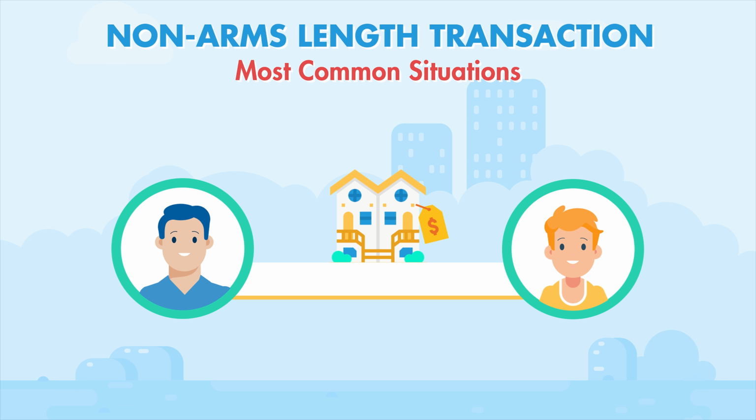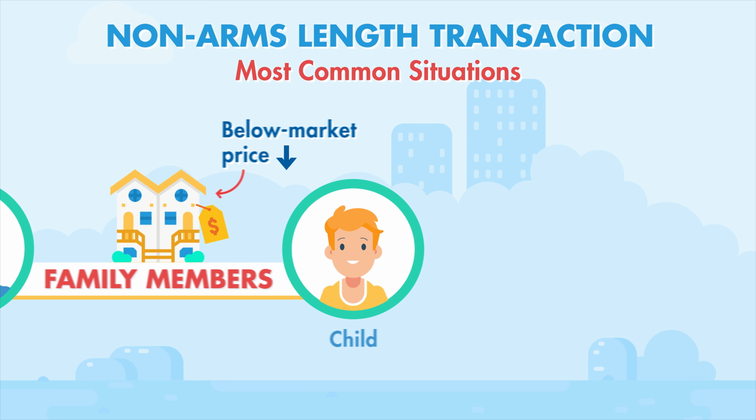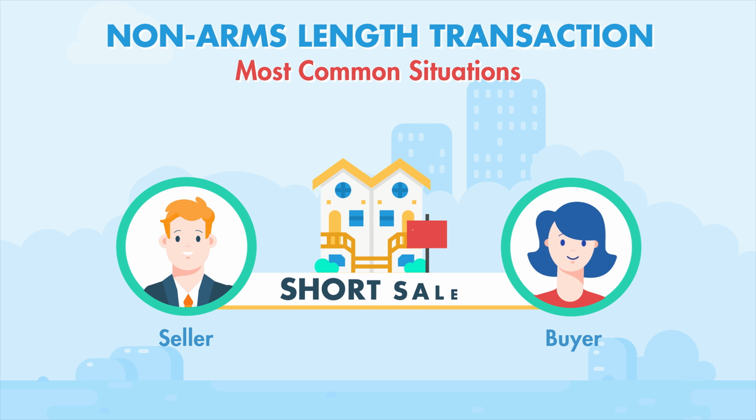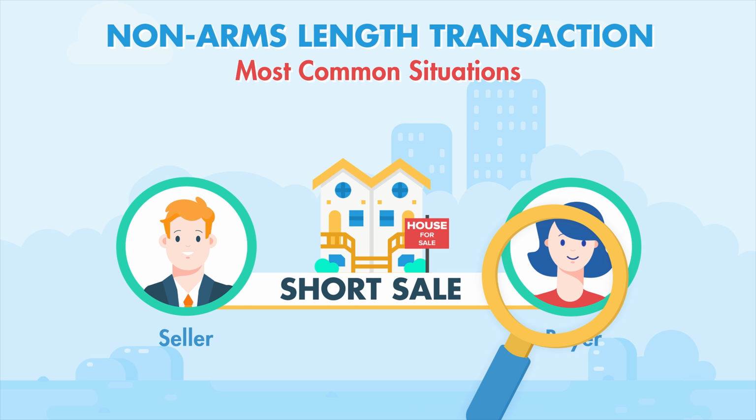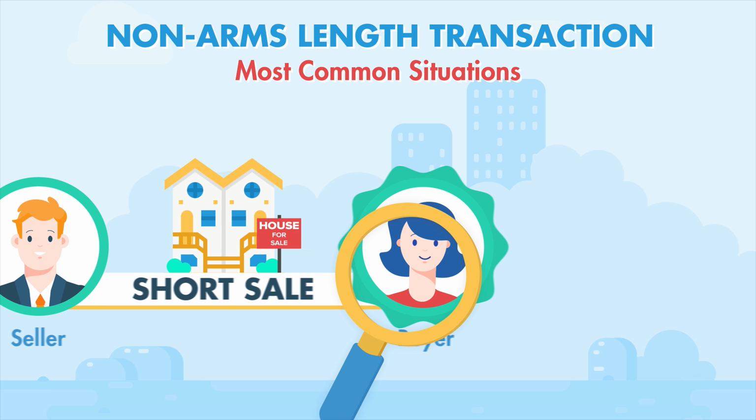Probably the most obvious example is when a parent sells their property to their child at a below market price or any similar deal between family members. And as we mentioned earlier, it can also happen when someone sells a property in a short sale to a related party. A short sale isn't always considered a non-arm's length transaction, but it should cause a bit more scrutiny from the lender to make sure they aren't getting defrauded by a borrower who just doesn't want to pay off their full loan balance.